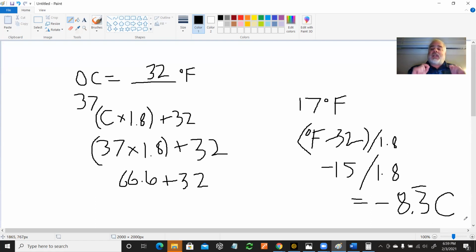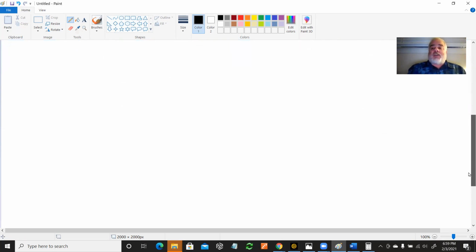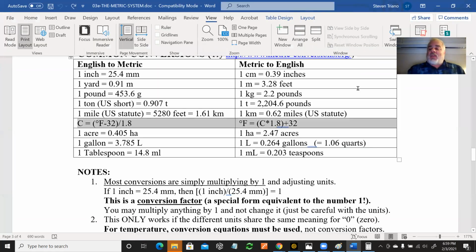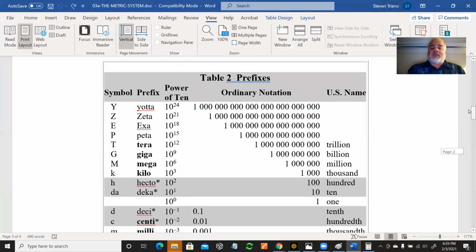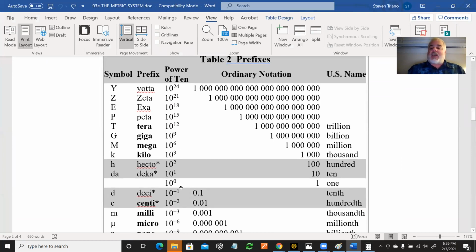Which leads me to the last type of problem. And we call this, or I call this, my order of magnitude problems. You can do these problems using the order of magnitude table here, the table 2 prefixes, and these powers of 10. Or you can do them by just using a conversion factor. The problem is the conversion factors are so cumbersome with so many zeros that it's prone to error.